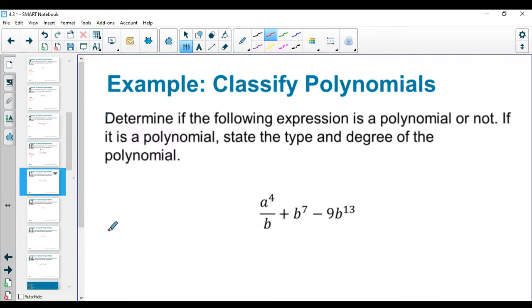This one is not a polynomial because we are dividing by b. That's the same thing, that's like if we had a to the fourth, b to the negative first, right? Same thing. And we know that negative exponents aren't allowed or division by a variable, essentially the same thing. So not a polynomial for this reason, this guy right here.